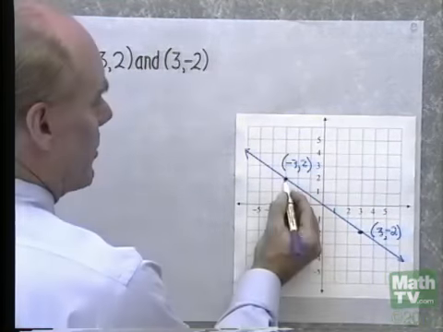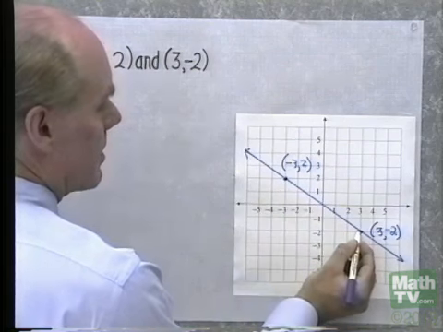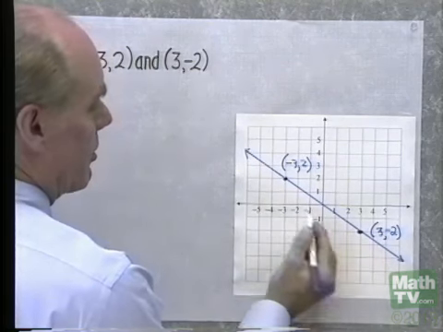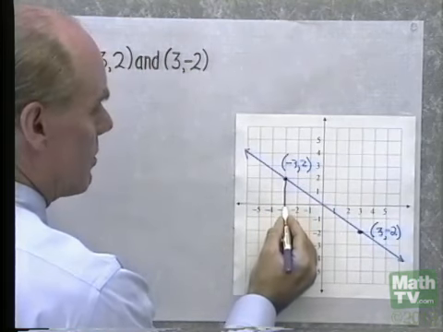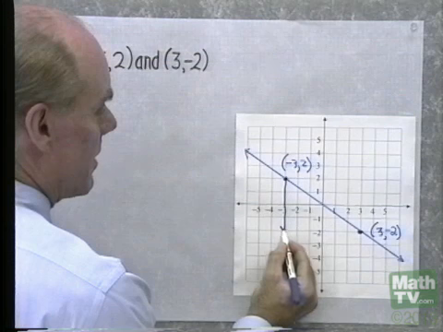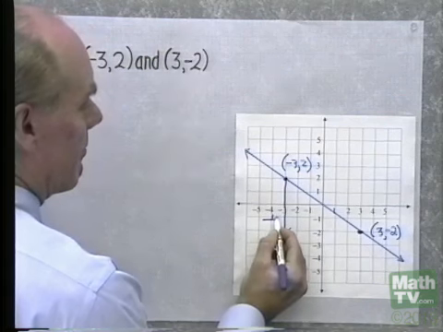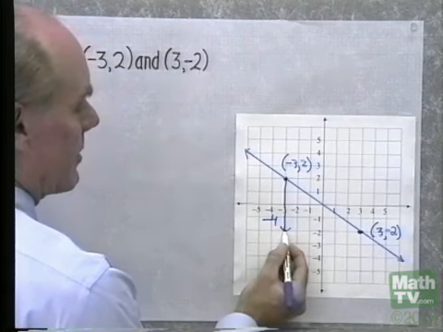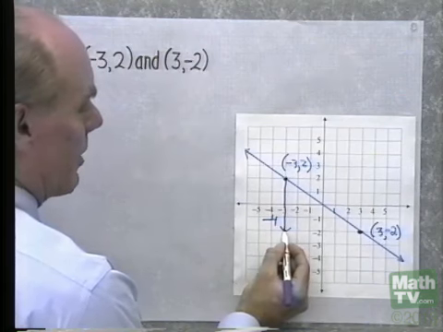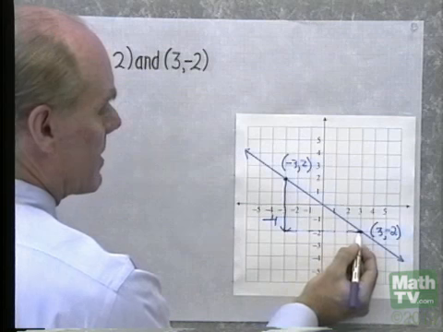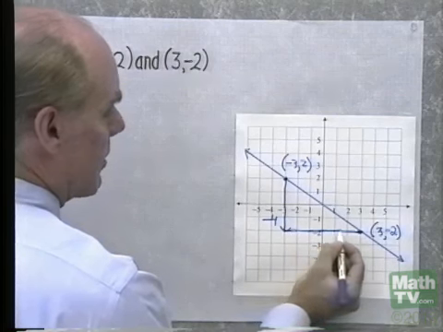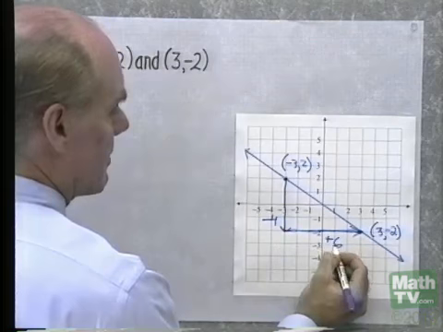Now let's go from this point to this point with horizontal and vertical movement. So I'll start here and I'll move down 1, 2, 3, 4 units. Okay, that's a rise of -4. To get back to the line, I have to accompany that rise of -4 by a run of 1, 2, 3, 4, 5, 6. So here is a run of +6.